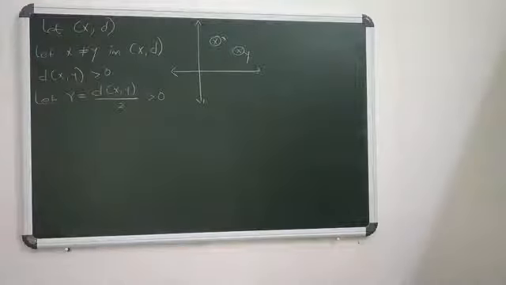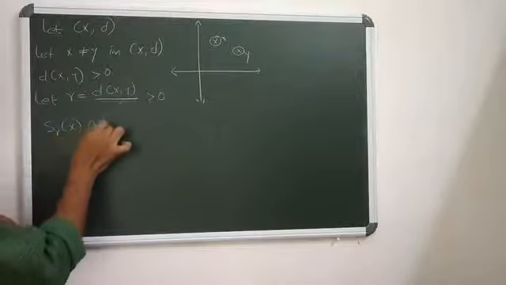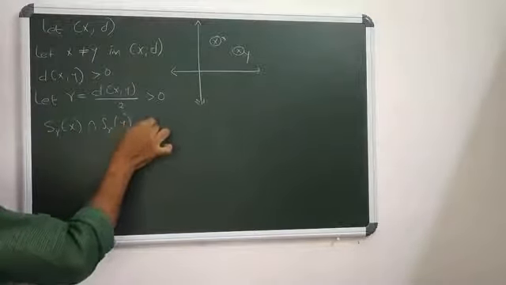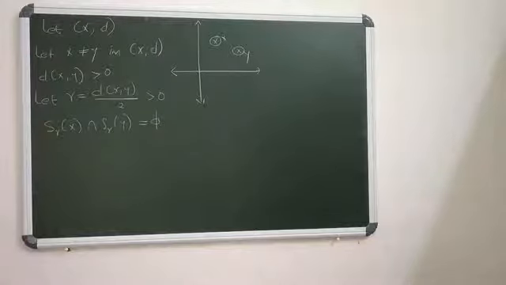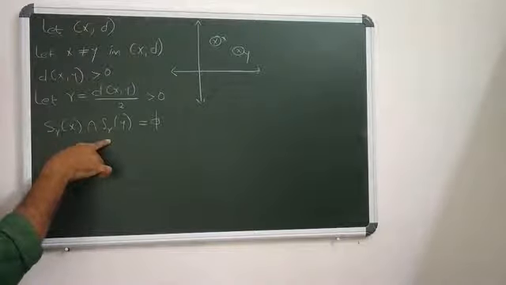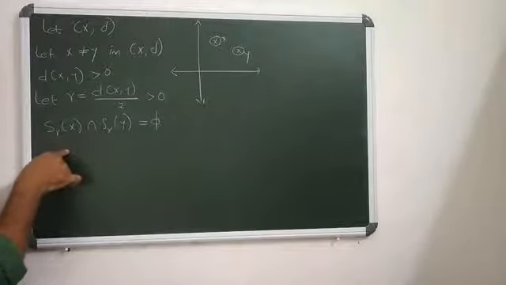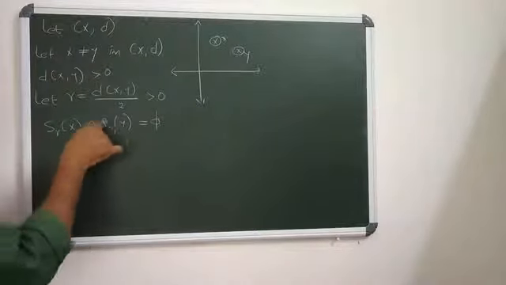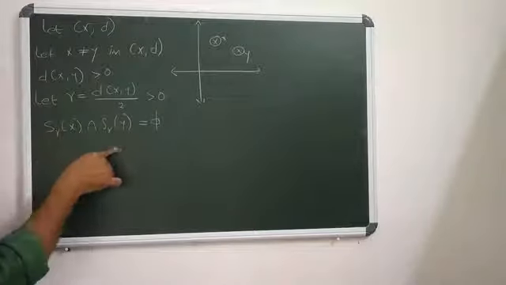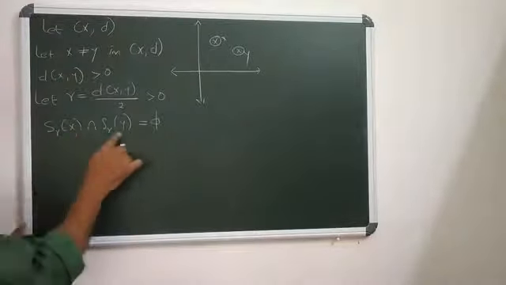x and y are distinct points, so what about S_r(x) intersection S_r(y)? Surely it is empty. Why? Suppose it is non-empty. So let z fall in S_r(x) intersection S_r(y). That means z falls in S_r(x) and z falls in S_r(y), so the distances from z to x and from z to y are less than r. Then finally there is a contradiction to the fact that x differs from y. So clearly S_r(x) intersection S_r(y) is empty.